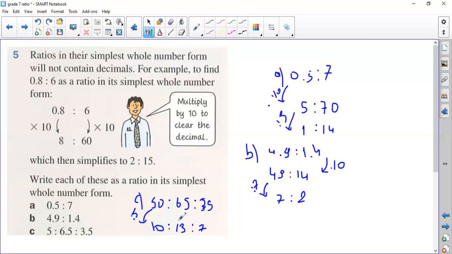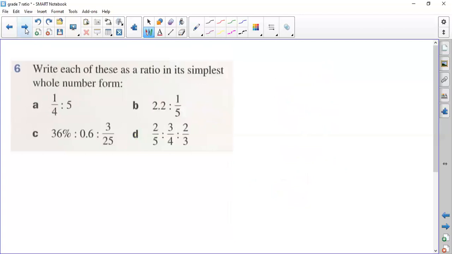Okay, so in this way you can write the ratios when the numbers that are given are decimal numbers. Sometimes we can have even fractions or percentages, okay, or decimals. So let's see exercise 6. If you have fractions, you can convert these fractions into decimal numbers, or directly you can equalize the denominators of the numbers and take only the numerators as the ratio.